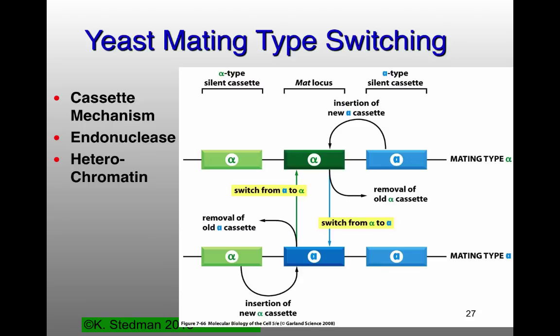It has to do with endonuclease cleavage and homologous recombination, which is switching mating types from A to alpha. Where you get that information from is in otherwise silenced parts of the chromosome. So the silent cassettes are what gets used to copy and replace the DNA which is in the mating type locus right in the middle.